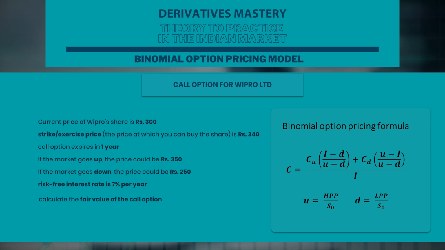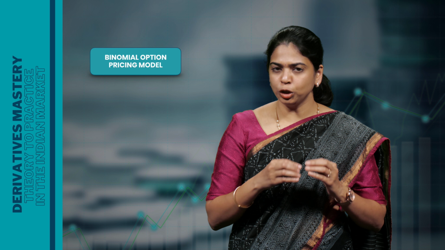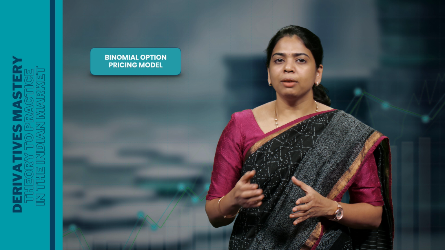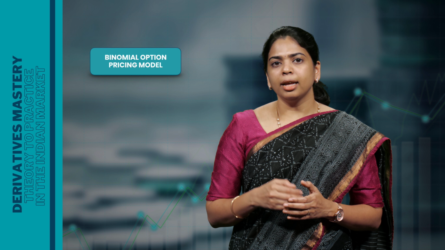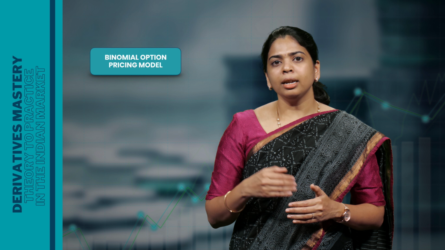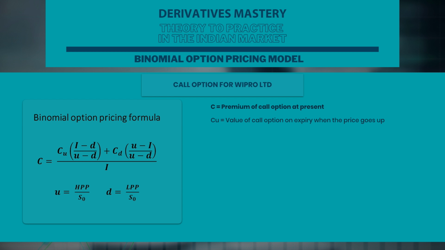So here is the binomial option pricing formula for finding the call option premium. The binomial option pricing formula finds the value of an option today. It does this by combining the possible future values if the price goes up or down. Then it adjusts these values using probabilities and brings them back to the present value using the discount factor. So here C is the premium of the call option at present. Cu is the value of the call option on expiry when the price goes up. Cd is the value of the call option on expiry when the price goes down.